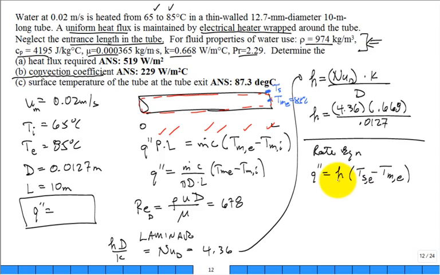And we just calculated both the Q double prime and the H. So the temperature of the surface at the end is equal to the fluid temperature at the end plus Q double prime divided by H. It was 85 degrees C. That's a bad looking 85. 85 degrees C plus 519 divided by 229. Temperature surface at the exit comes in at a little over 85, 87.3 degrees C.